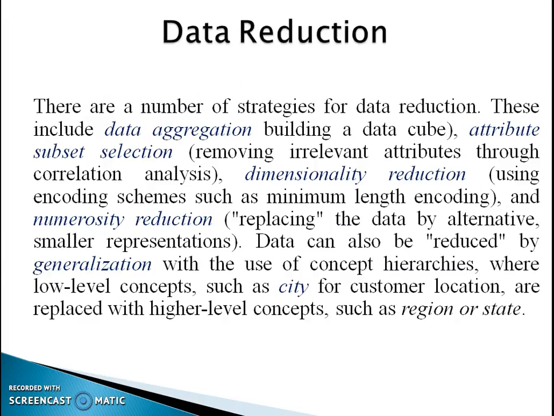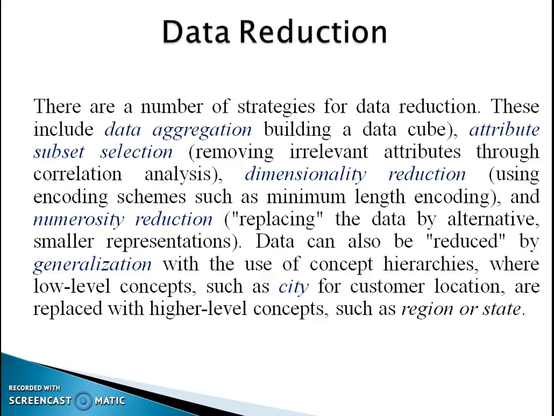Data reduction. There are a number of strategies for data reduction. These include data aggregation, building a data cube, where we can separate the data on the basis of the department. Attribute subset selection, where we can select or reduce the data on the basis of the important attributes. Dimensionality reduction using an encoding scheme such as minimum length encoding. How many dimensions, 1 dimension, 2 dimension, 3 dimension, the number of dimensions we can include or reduce.